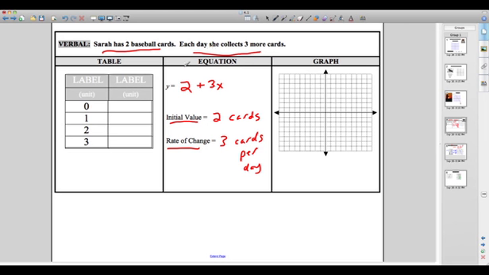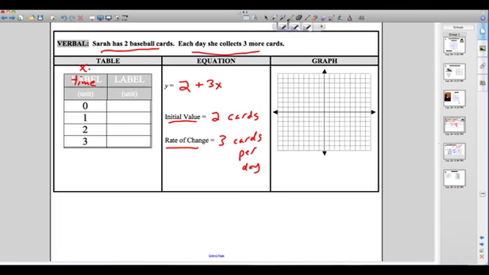In this case, when I read this, it says she has 2 cards, plus she gets 3 cards every x. What is x then? X is usually this first column here, and in this case, it stands for time. So we're going to say it is time. So that's what x is, and that's the label. How about its unit? What is it measured in? Is it months, weeks, years, centuries? Well, in this case, we're saying every day, so the unit is actually days. So we're measuring time in days.